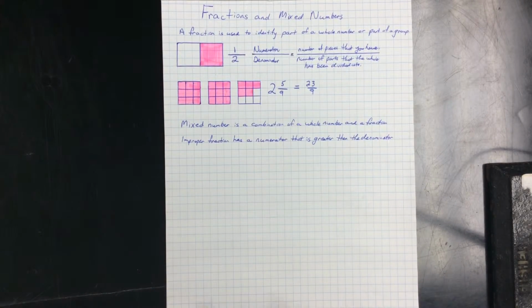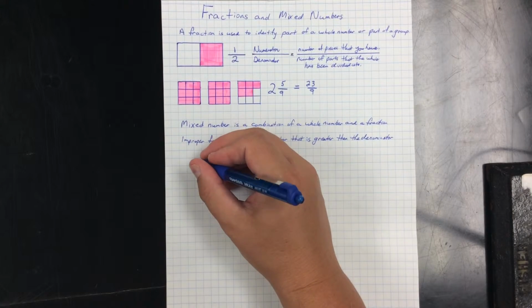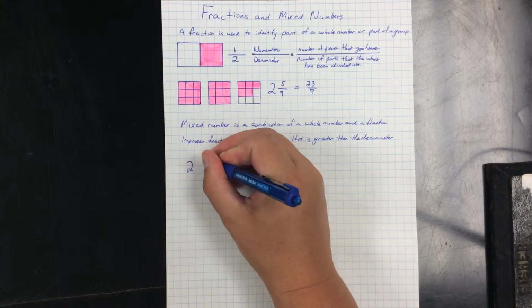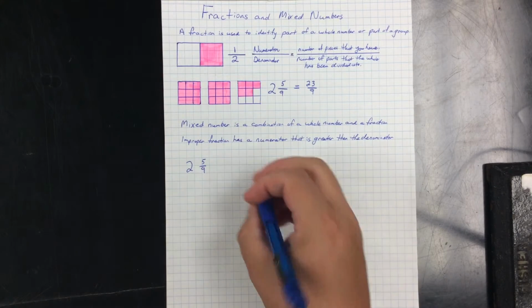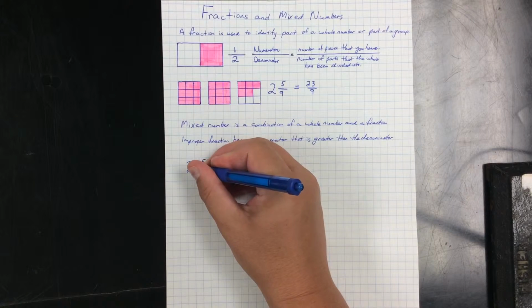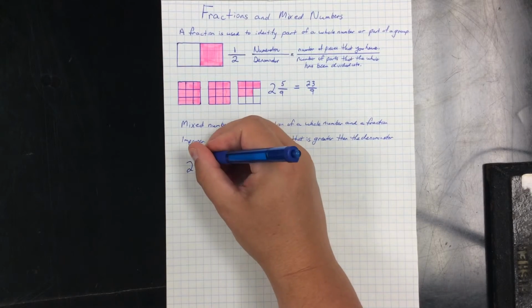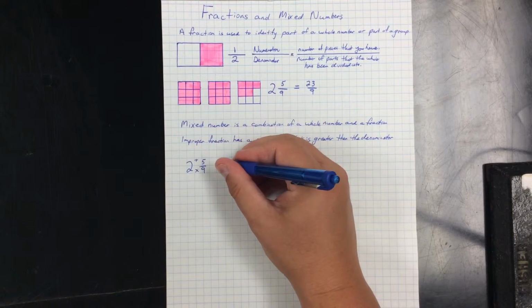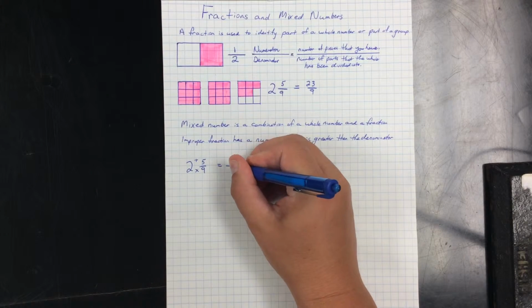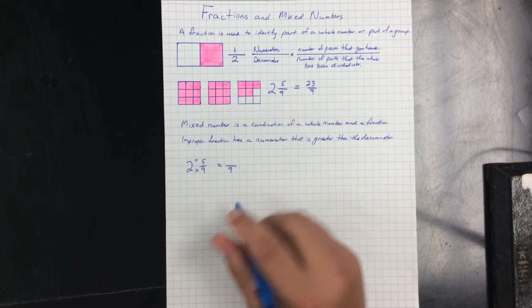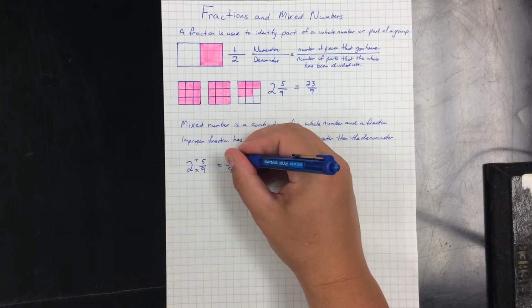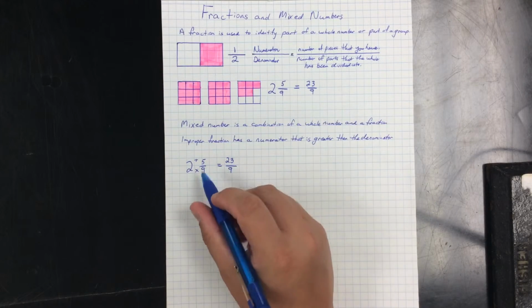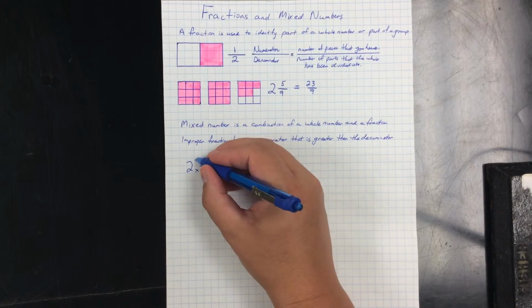If I wanted to go back and forth without drawing it out, if I had my 2 and 5 ninths, and I wanted to change this into an improper fraction, I could think about it as multiplying my denominator by the whole number, and then adding the numerator. And I'm going to keep my same denominator. Alright, so 9 times 2 is 18. 18 plus 5 is 23. I end up with 23 ninths, which is the same way. So 2 times 9 plus 5.